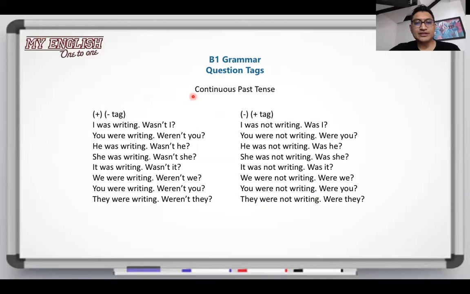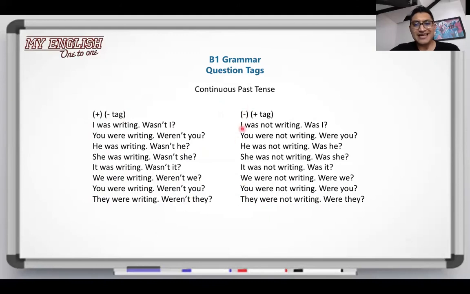Now we're going to check the continuous past tense, okay? Again, positive sentence, negative question tag. I was writing, wasn't I? You were writing, weren't you? He was writing, wasn't he? She was writing, wasn't she? It was writing, wasn't it? We were writing, weren't we? You were writing, weren't you? They were writing, weren't they?